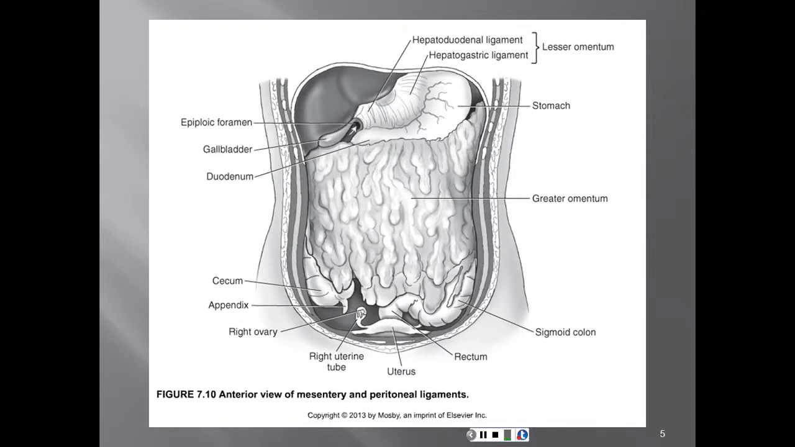Ligaments of the lesser omentum include the hepatogastric and hepatoduodenal, which serve to connect the stomach and the duodenum to the liver. The round ligament is a remnant of the left umbilical vein and runs within the free inferior margin of the falciform ligament to the umbilicus. The falciform ligament extends from the liver to the anterior abdominal wall and diaphragm.